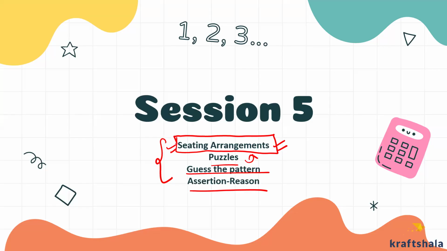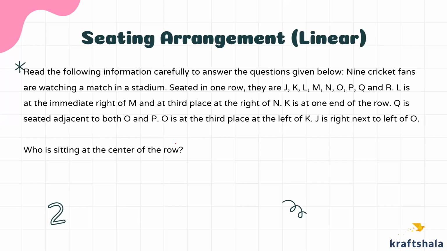Now, sitting arrangement does not have a step-by-step method or a concept as such. We will see one question and we will discuss the approach to solve these type of questions, right? So just see one question that you can see, you have to read the following information carefully to answer the question. So there are 9 cricket fans who are watching a match in a stadium. They are seated in one row. They are J, K, L. All these people's names are given, and then there are some instructions given as far as their sitting is concerned. So L is at the immediate right, third place to the right, K is at one end, and all those things.